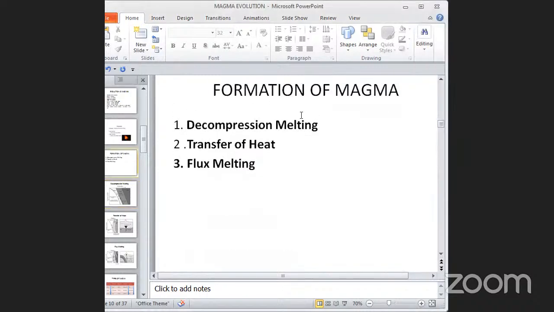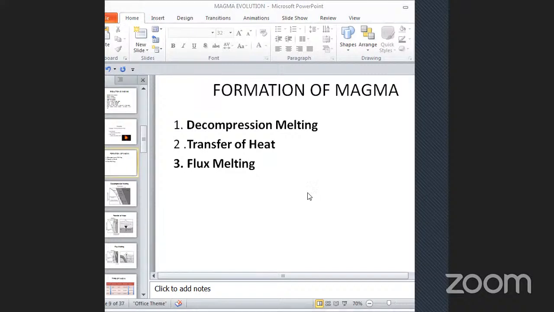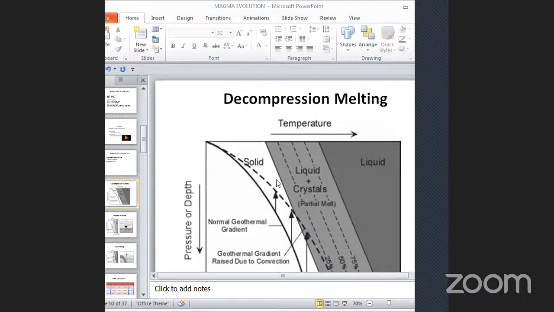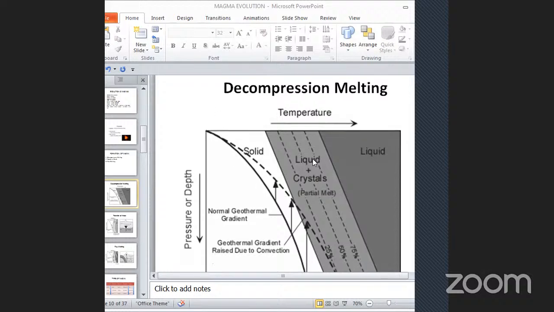Okay, in that formation of magma, first one is decompression melting. Under normal conditions, the temperature in the earth shown by the geothermal gradient is lower than the beginning of melting of the mantle, right? So in order for the mantle to melt, there has to be a mechanism to raise the geothermal gradient. One such mechanism is convection.